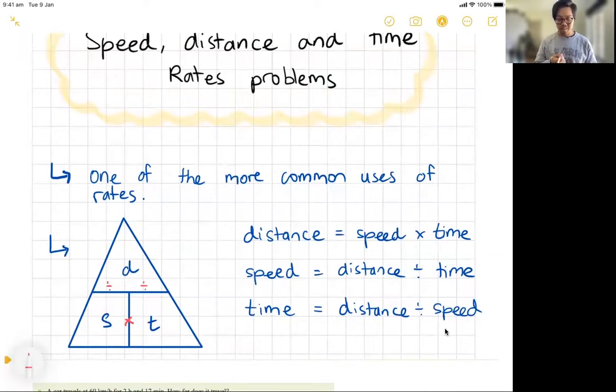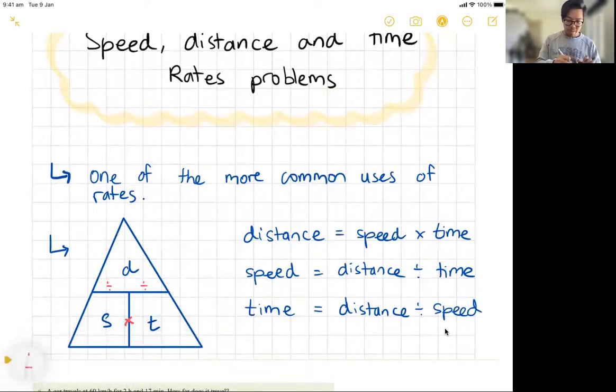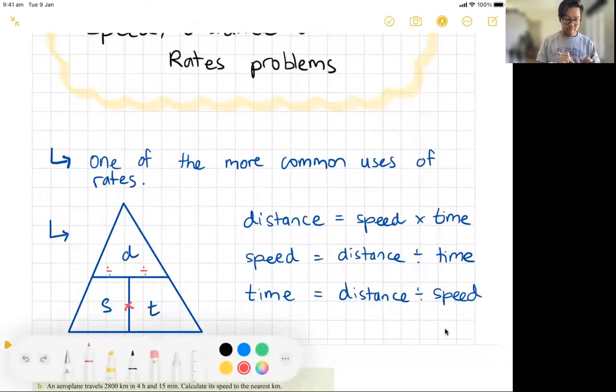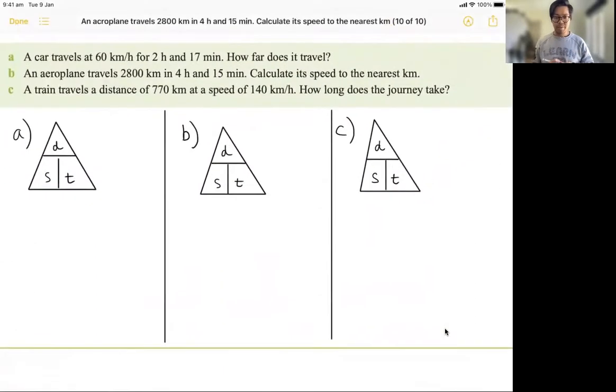Here we can see that if I was to cover up the distance, it would be speed multiplied by time. Or if I wanted to find what speed was, I'd cross out speed, and then I'd find it's distance divided by time. And with the last one, if I'm looking for time, I'd cross out the time, and I've got distance divided by speed. So this is just a nice little formula for us to remember. Beautiful little diagram. It's going to help you out. Remember that. All right, now let me show you an example of what the questions may look like.